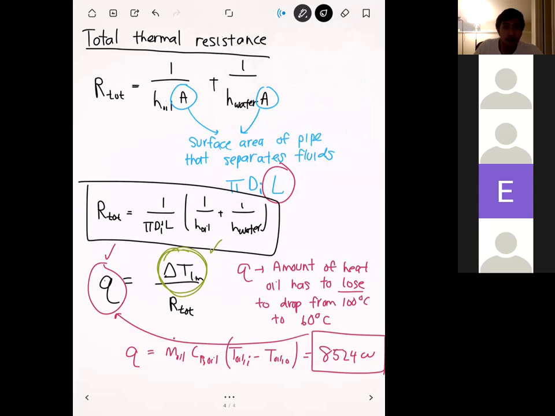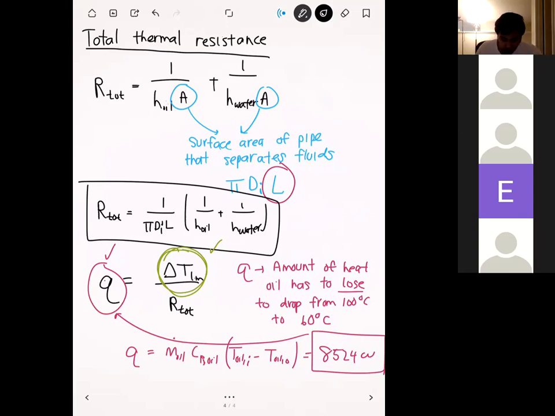And the area is because the pipe, we're talking about the inner pipe, not the outer pipe? Exactly. Yes, because the inner pipe is the interface in between the water and the oil, and so that's basically the surface where they're going to be exchanging heat, and so that's why we use that area for that.